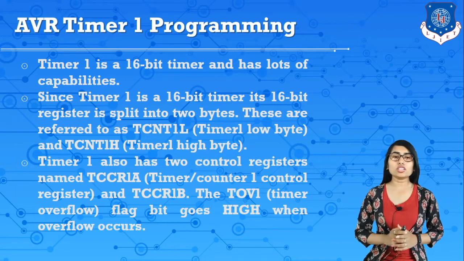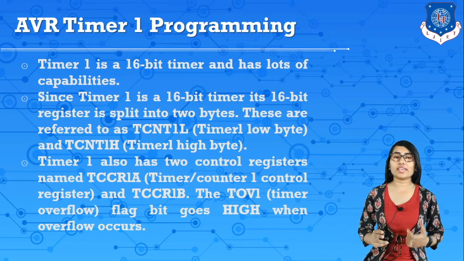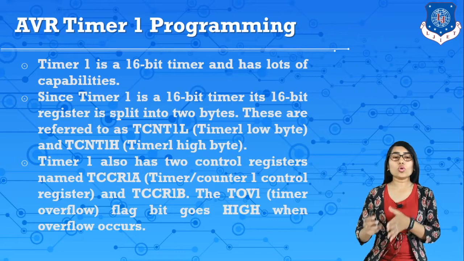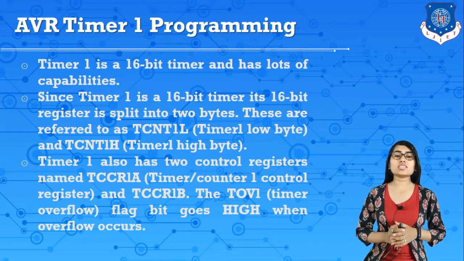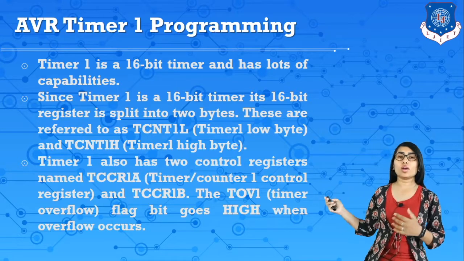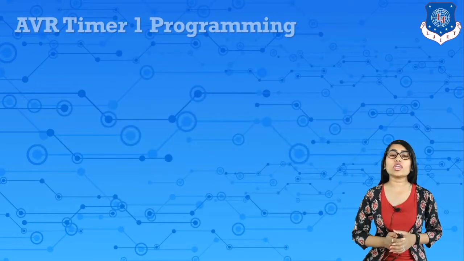Timer 1 also has two control registers named TCCR1A, timer counter 1 control register A, and TCCR1B, timer counter 1 control register B. The TOV1, that is the overflow flag bit, goes high when overflow occurs. So Timer 1 sets its TOV1 flag.